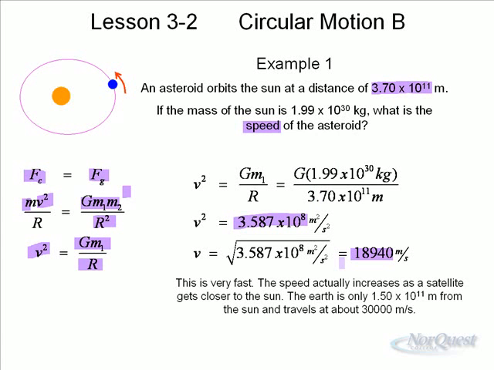So there's a good example of the centripetal motion of a satellite, and you can use that relationship that the centripetal force is equal to and caused by the gravitational force.